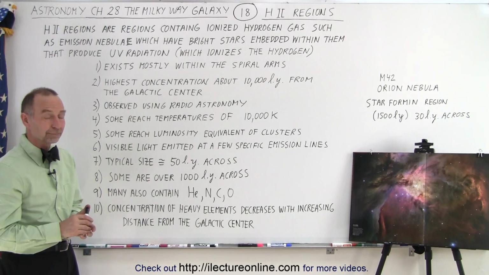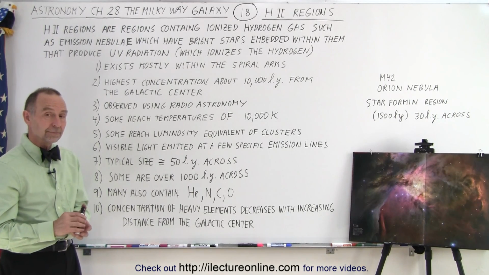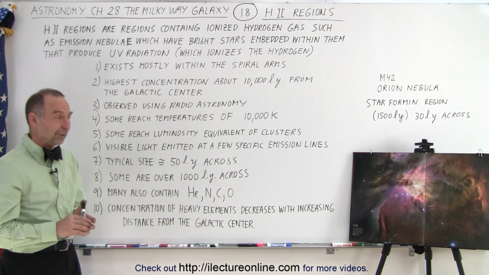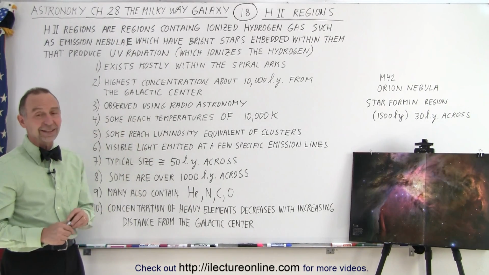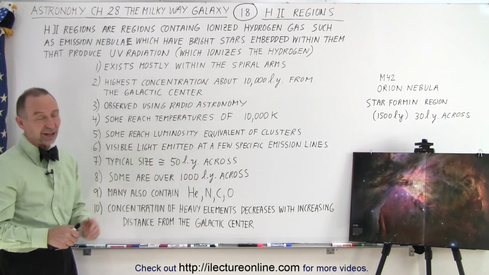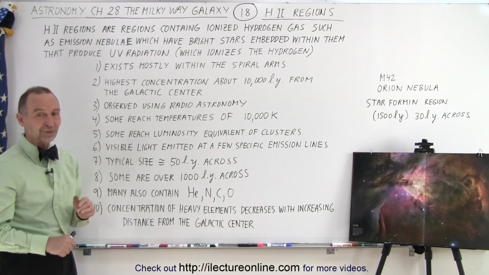Is that why stars are mostly made of hydrogen? Stars are mostly made up of hydrogen and helium because that's most of what's there. Yeah, 99% of what you see there is hydrogen and helium. And that's what stars are made out of.